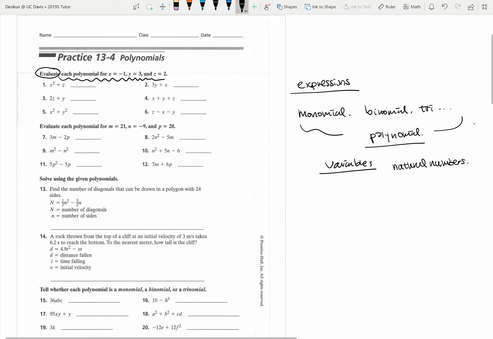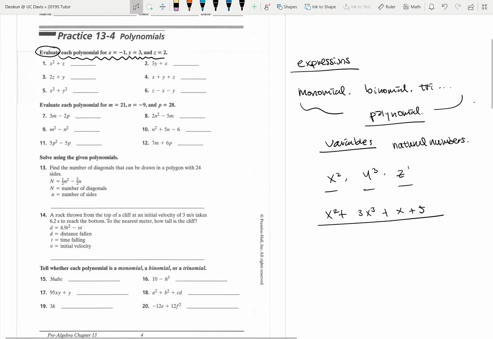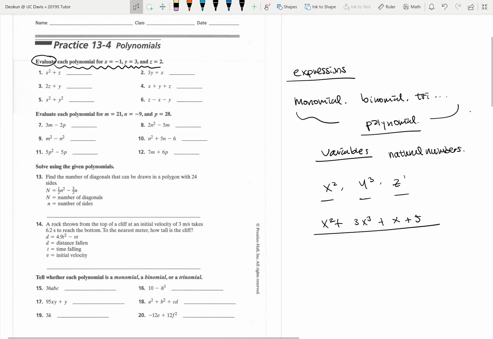So for example, x squared, y to the power of 3, z to the power of 1, these are all polynomials. I can also write it as x squared plus 3x to the power of 3 plus x plus 5, then this is also a polynomial. So let's first start with evaluating.